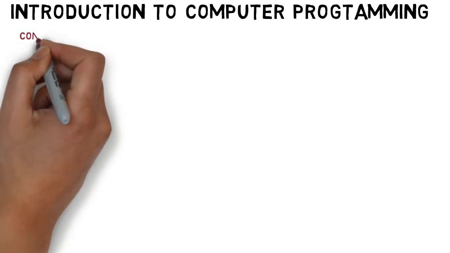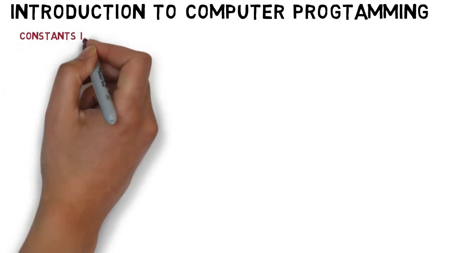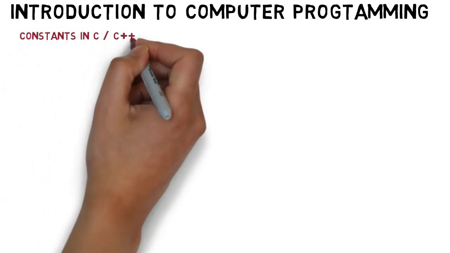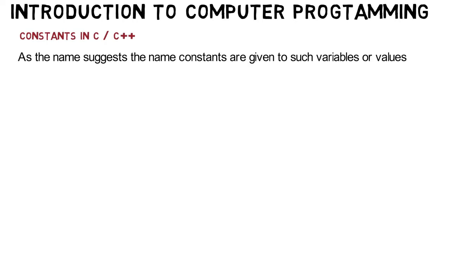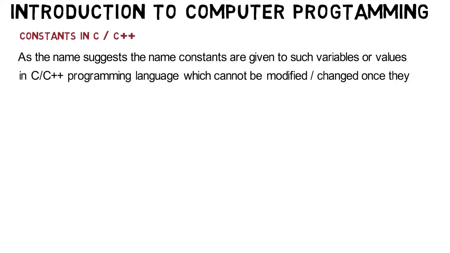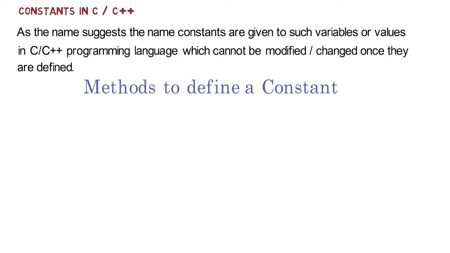In this video, we will discuss constants in C or C++ programming language. As the name suggests, the name constants are given to such variables or values in C or C++ programming language which cannot be modified or changed. Once they are defined, they are fixed values. They cannot be changed throughout the execution of the program. A constant can be of any data type like integer, character, float, etc.